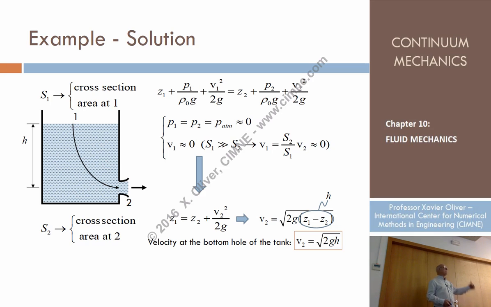Okay? The volume flow would be larger, of course, which would be the product of the velocity times the section of the opening. Okay?